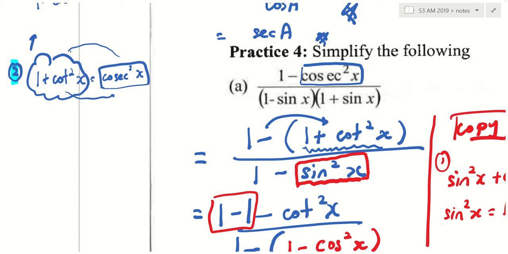Now this is also done. You still get negative cosecant square x, I mean negative cotangent square x, because you replace the cosecant with 1 plus cotangent. After you replace, you expand: 1 minus 1, and minus cotangent square. So 1 minus 1 is 0, and you're left with this. Okay. Now what about below?